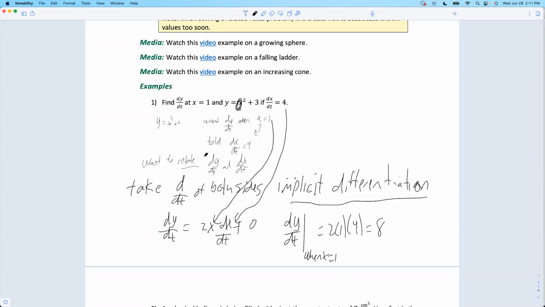And notice here, I'm going to keep saying this, I never found the time. I don't know what the clock says when x equals 1, but that's one particular moment in time when x equals 1, the y is changing at this rate. Okay, that's a good place to stop on that one.